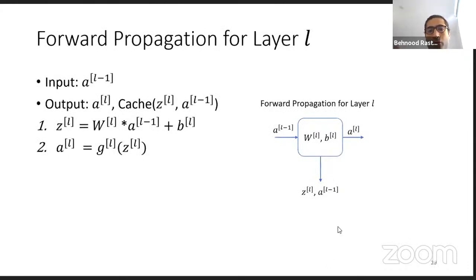So forward propagation for one layer is given by these two simple equations: convolving your parameters W with the input of the layer, plus biases, and then applying g, which is your activation function. Then you get the output A^L, and you need to cache Z^L and A^(L-1) because you're going to need them in the backpropagation. When you're backpropagating through the network and calculating the gradient, you don't want to calculate these values again, so you cache them.